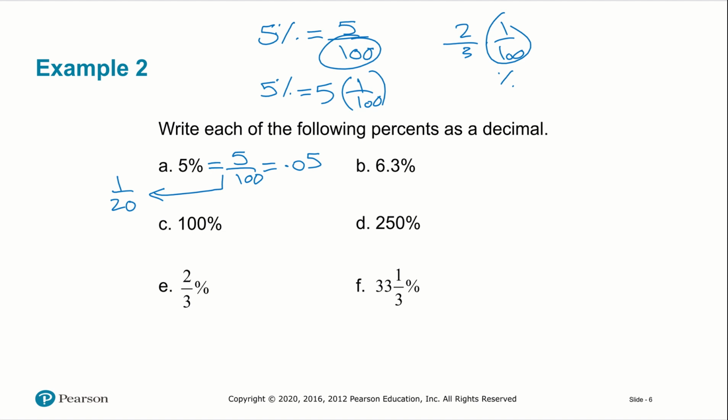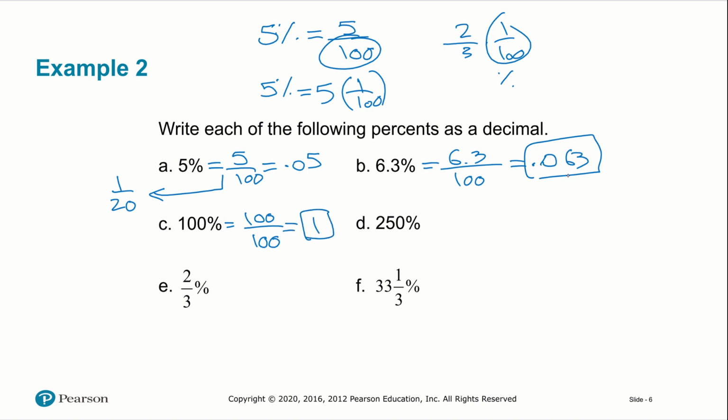Okay, how about the next one, 6.3%. So we know that that's just going to be 6.3 over 100. Now move the decimal 2 to the left on 6.3, you end up with 0.063. So that is what 6.3% is in standard decimal notation. All right, 100%, we already know what it is, but let's see if this method works with it. Of course it does, because we're just going to write 100 over 100, which is 1, okay?